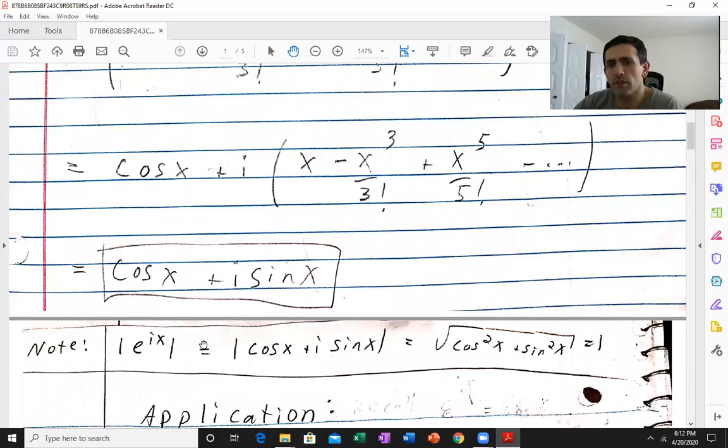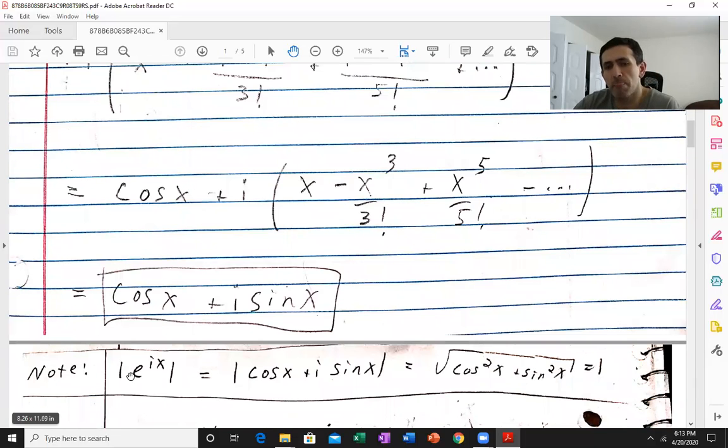You'll notice that the absolute value, the modulus of e to the ix, is just 1. It's the modulus of cosine x plus i sine x. Well, you just square the real part, square the imaginary part, add them, and take the square root. Cosine squared plus sine squared is 1. The square root of 1 is 1.